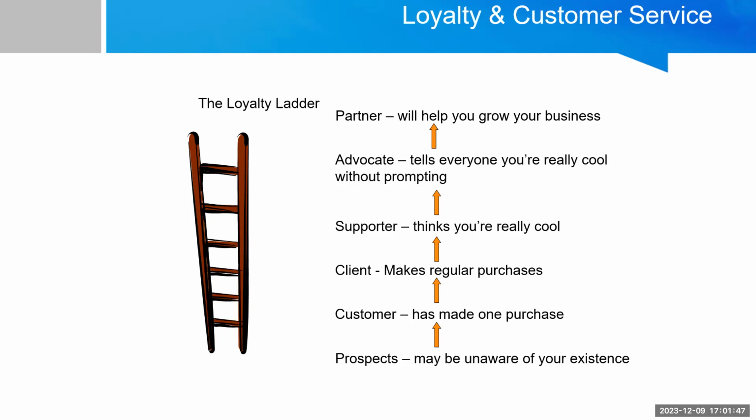Client makes regular purchases. Your client is someone that makes regular purchases. Supporter thinks you are really cool in terms of offering goods and services. An advocate is someone that tells everyone you are really cool without promoting or prompting. And a partner will help you grow your business. So this is based on the loyalty ladder. At each point there has to be an interaction between that person and your product or service. And of course, at each point, the people that you are working with have a vital role to play, so it's important to know how to manage them very well.